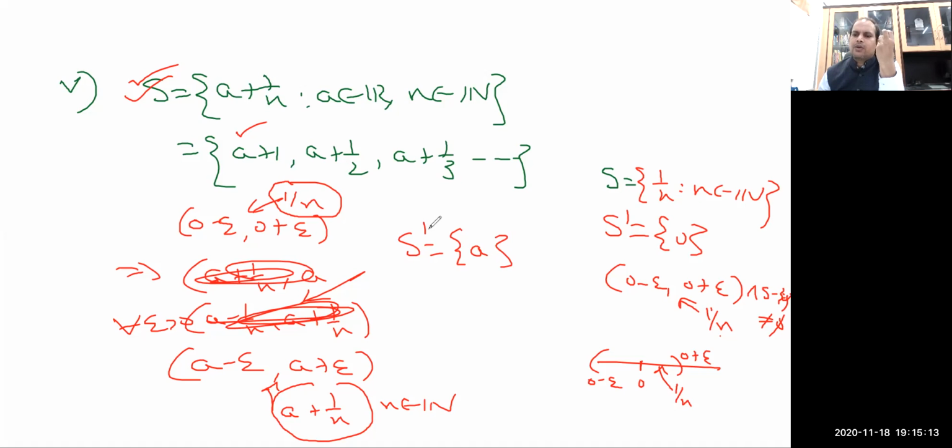And parallel to that earlier question of 1 by n, one can discard that no real number greater than a plus 1 will be its limit point, and no real number less than a will be its limit point. So the same logic one can use here.